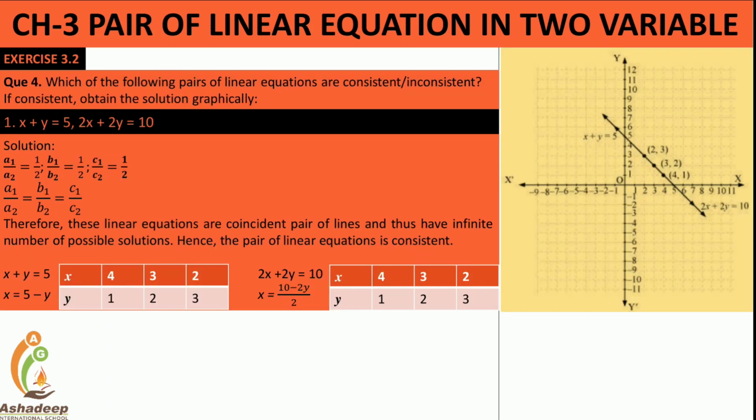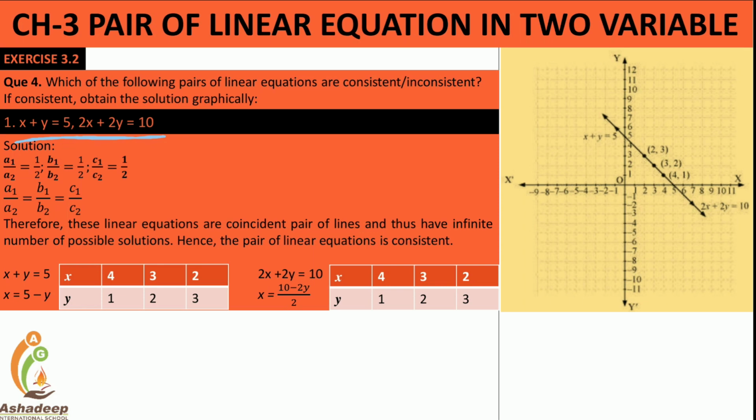Now question number 4. In question number 4, which of the following pairs of linear equations are consistent or inconsistent? If it is consistent, obtain the solution graphically. Here it is specified that you need to find the solution graphically. If it is specified, you need to follow the same method, and if it isn't specified, you can follow any method, whether it is graphical or algebraic, right? We will learn the algebraic method in the upcoming lectures, but till then you need to solve it graphically because it is specified. Here we have these two equations.